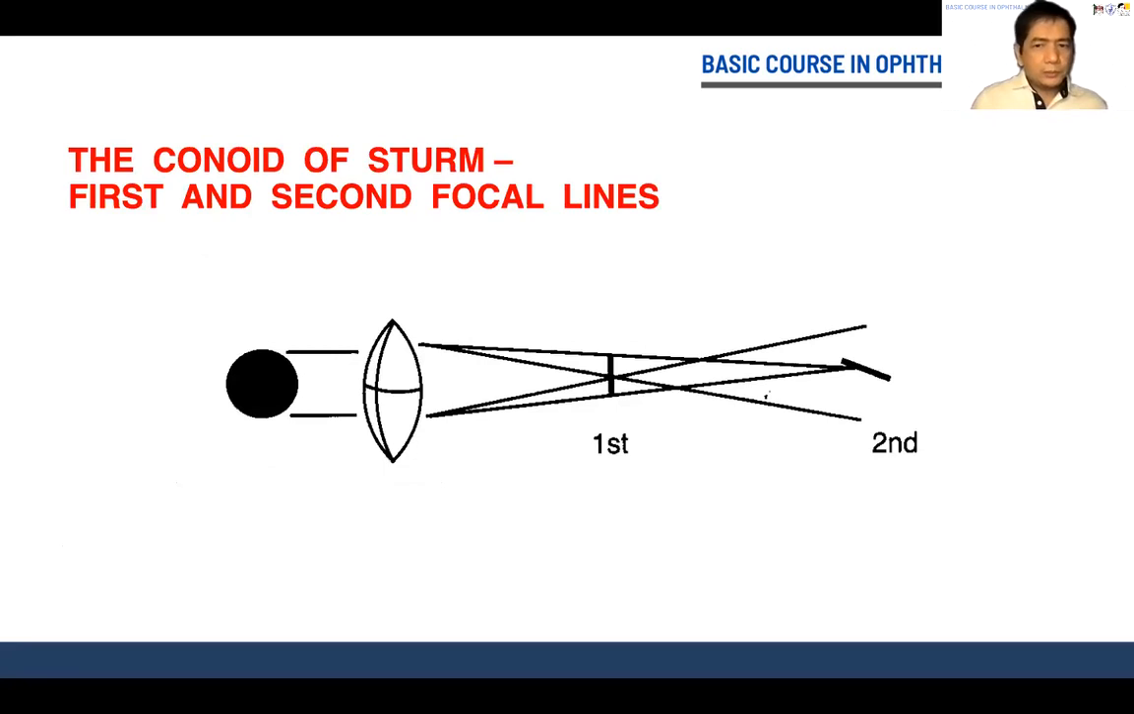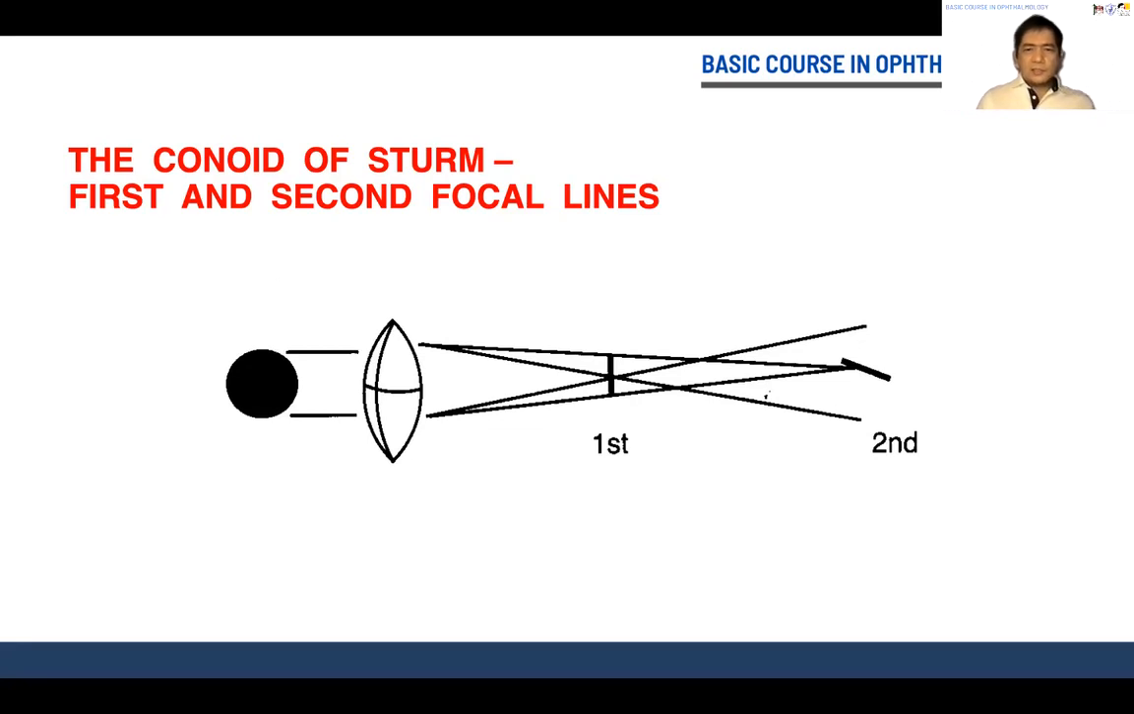Now, what is a conoid of Sturm? Okay, in astigmatism, we have two focal lines. Again, a spherical lens will give you a point focus or point image, while a cylindrical lens will actually produce a line image.